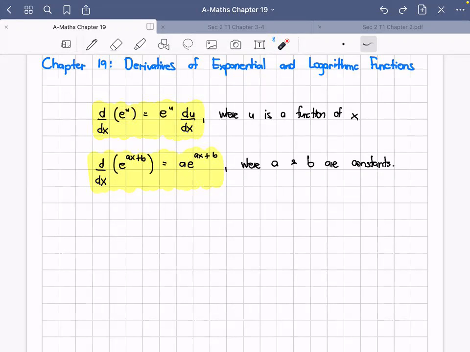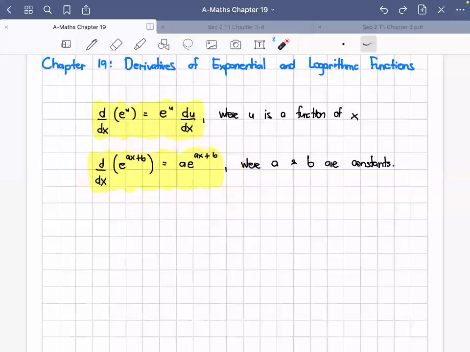So we just write this thing again here, and then we get the derivative of the exponent, or the value of u, or whatever expression is here. For the second one, it's basically the same thing as the first one. It's just that it made it simpler.